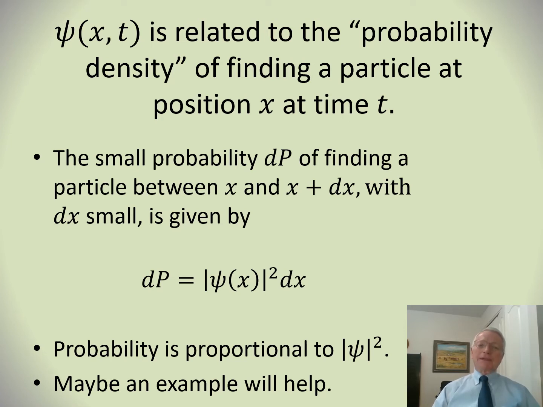The small probability, dp, doing calculus now, of finding a particle between x and x plus dx, with dx small, is given by dp equals the square of psi dx. Those funny bars on the sides of the psi before you square it tell you that if it's a complex number, and psi is always a complex number, it has real and imaginary parts, you have to take the complex absolute value of it first, and then you square it. And probability density is proportional to psi squared.